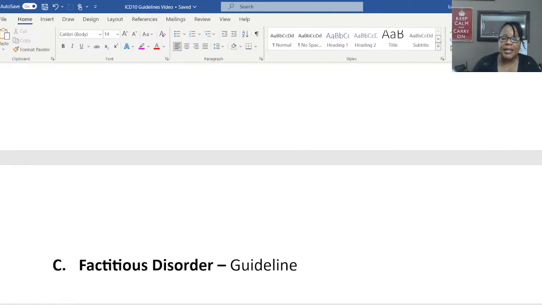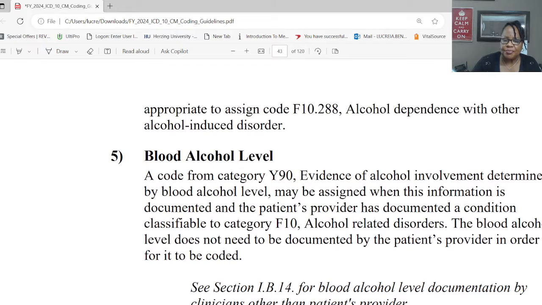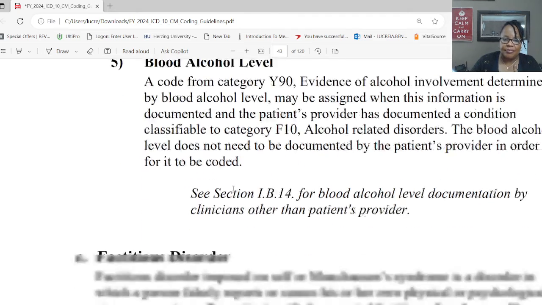All right, and another thing I always say is with these blood alcohol levels, if I find it documented anywhere in the chart, then I'll go ahead and code it. But again, it says here, if it is not documented what the blood alcohol level is, you don't necessarily have to have the blood alcohol level if the physician diagnosed the patient with an alcohol condition. But if the blood alcohol level is actually documented, I code it.